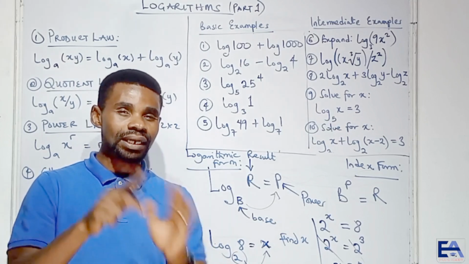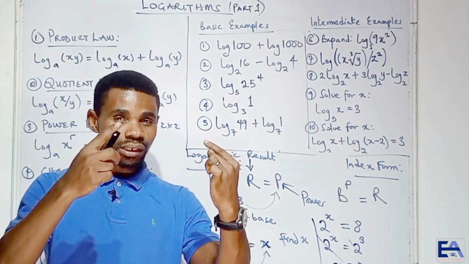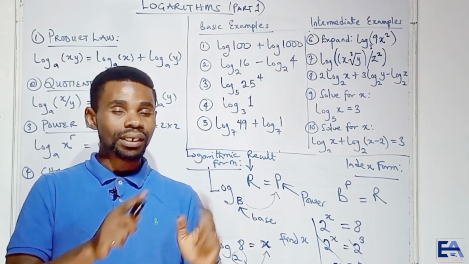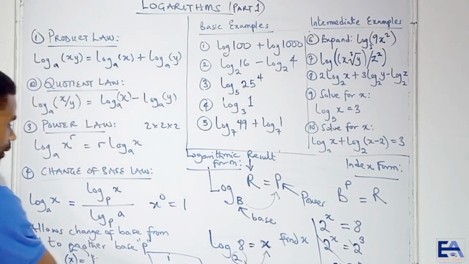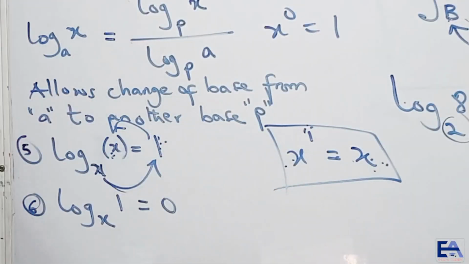Meanwhile, on the other hand, anything raised to power 1 is equal to that thing. But anything raised to power 0 is equal to 1, okay? So x raised to power 1 is x. Anything raised to power 1 is that thing. Then on the other hand, anything raised to power 0 is 1. And so that's the reason why we have this sixth law here.